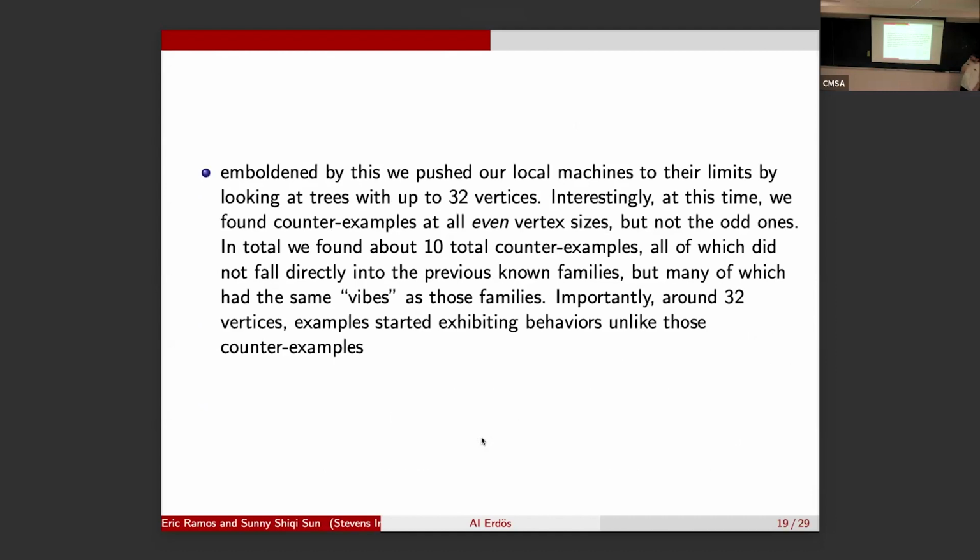All right, emboldened by this, we pushed our local machines to their limits by looking at trees up to 32 vertices. Interestingly, at this time, though this would not continue, we found counterexamples at all even vertex sizes, but not the odd ones. To be clear, when we ultimately got on the supercomputer we found counterexamples everywhere, right? But on the local machines with these parameters, the odd vertex sizes somehow were harder for the machine to find the counterexamples at first.